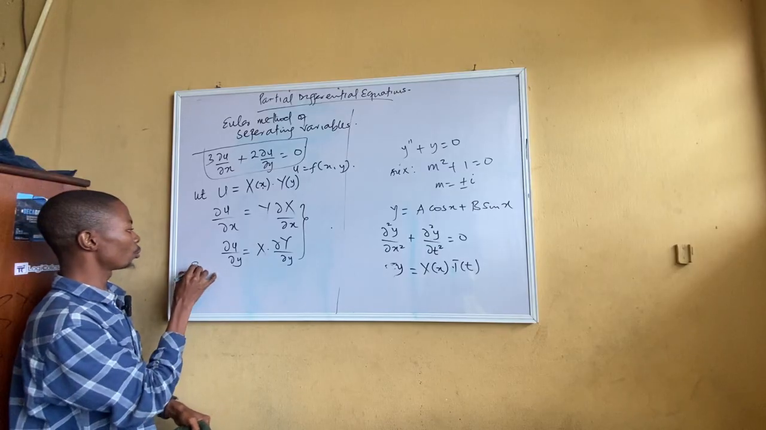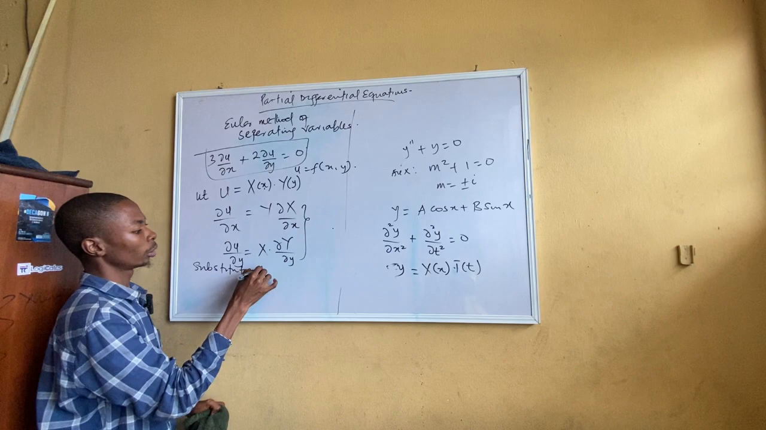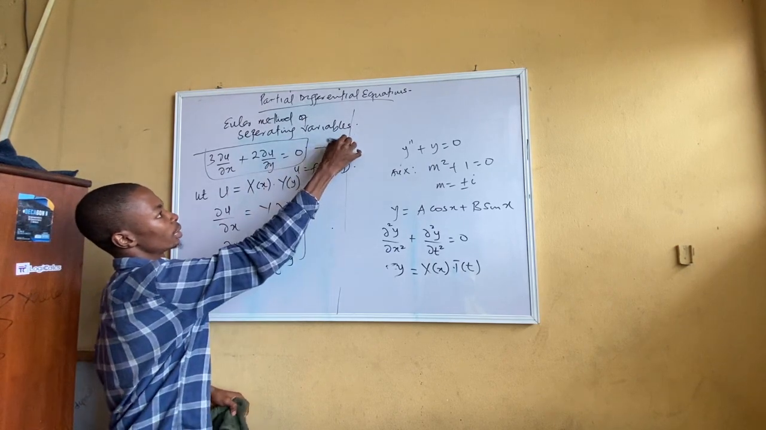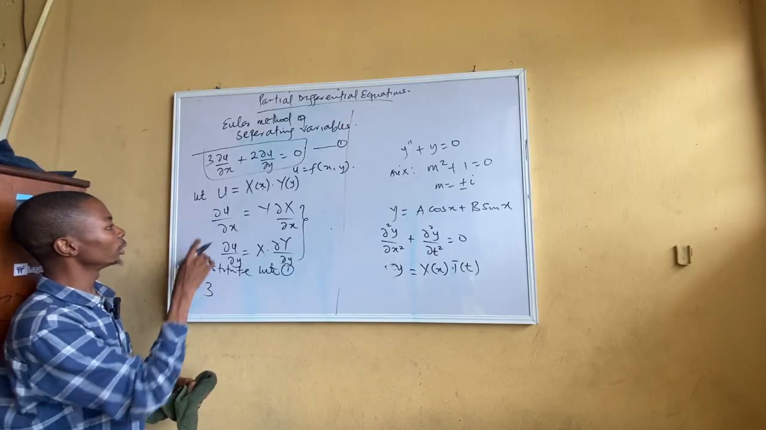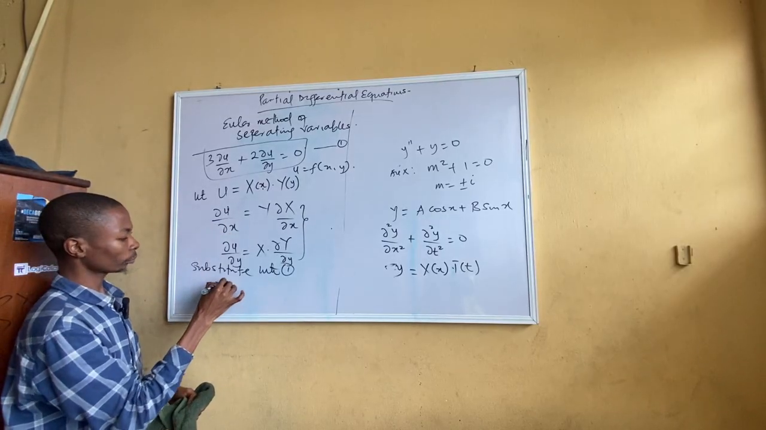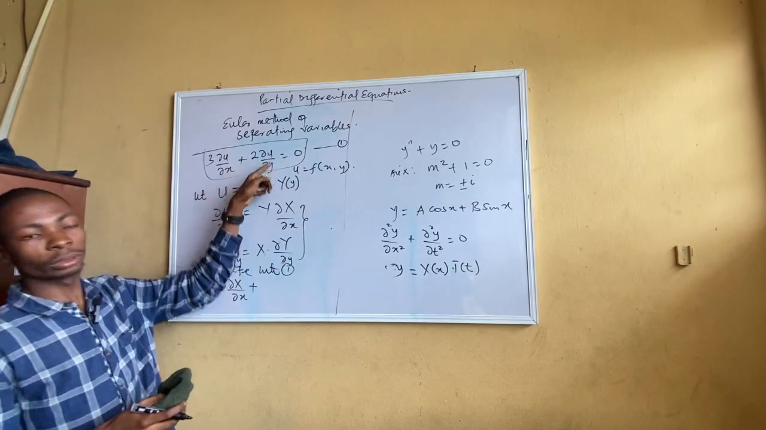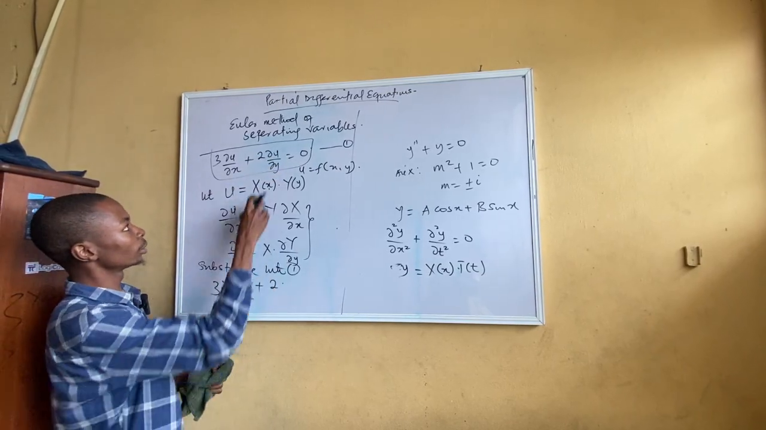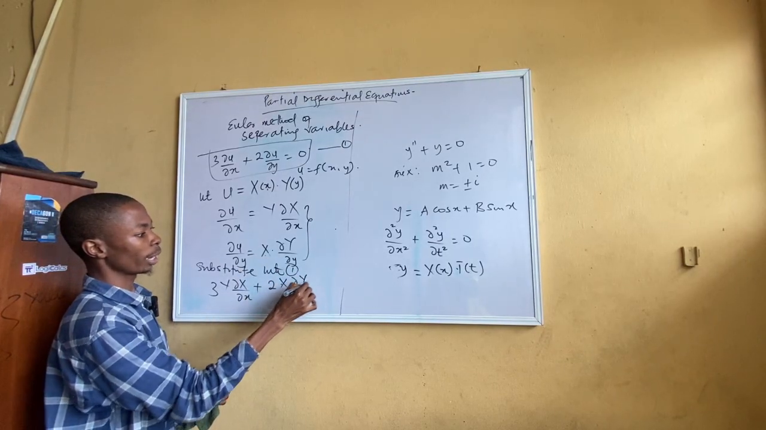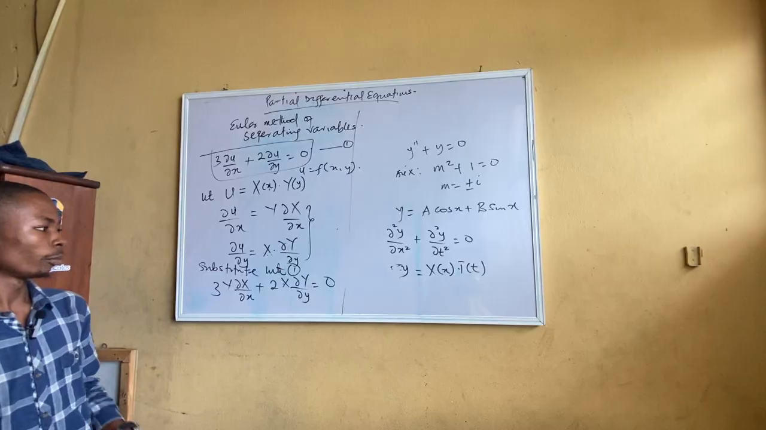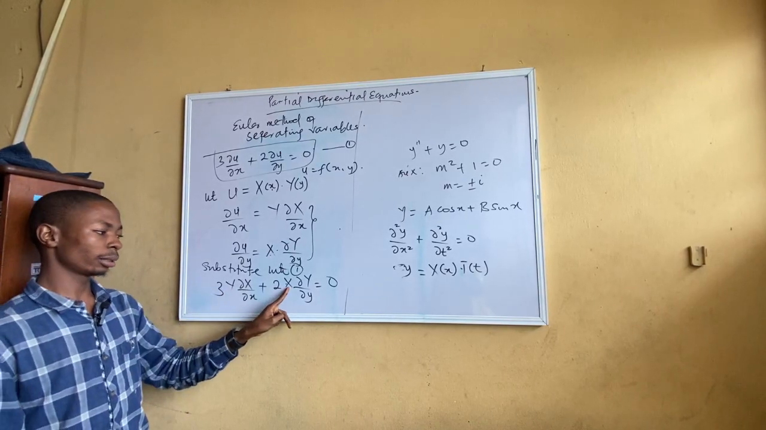So if I now substitute for these into the problem we are solving, let's say this is equation 1. So this is 3 dU/dx, it will now be 3 times this dU/dx, which is y times the big S, the small x, plus 2 dU/dy. 2 times dU/dy is x times the big Y, the small y, equals to 0, right? So it's getting messier. We're having y x now.